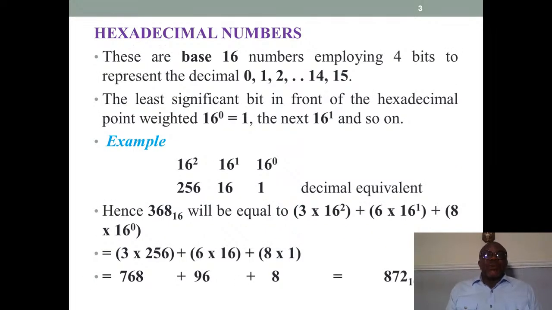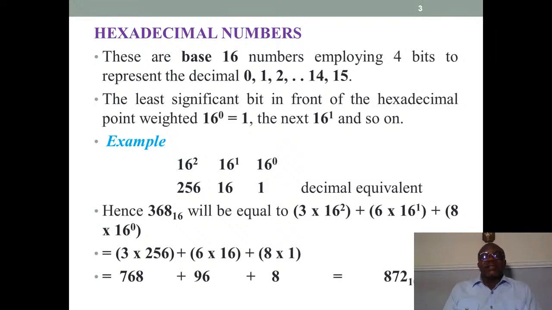So today we are going to continue by looking at the hexadecimal numbers. When we talk of hexadecimal numbers, we are talking of base 16 numbers. And base 16 numbers employ 4 bits to represent decimal numbers from 0 to 15. The least significant bit in front of the hexadecimal point is assumed to be weighted 16 raised to power 0, which is equal to 1.